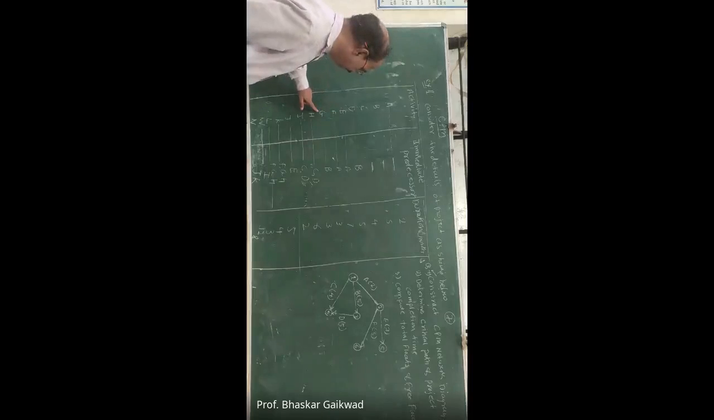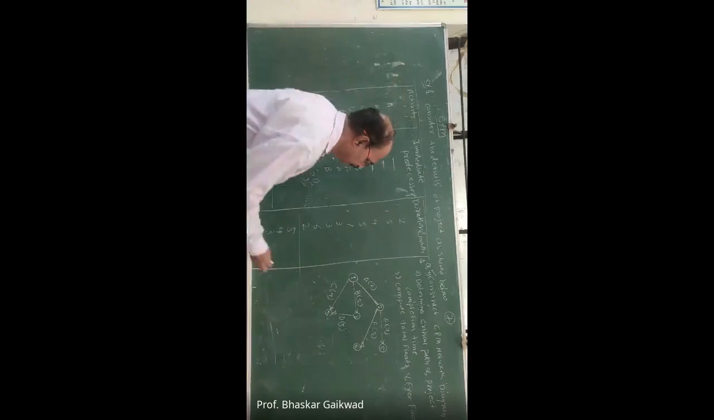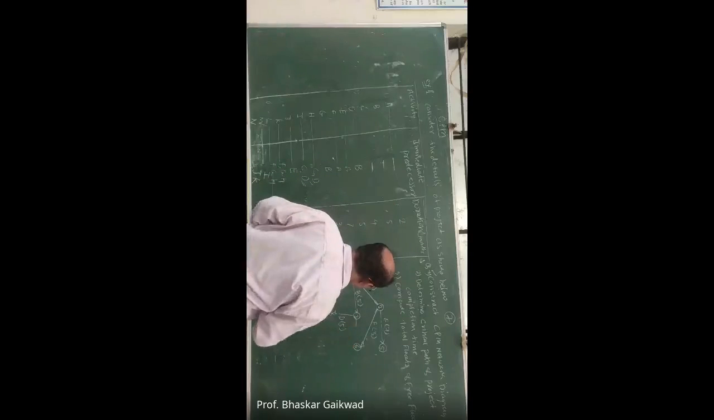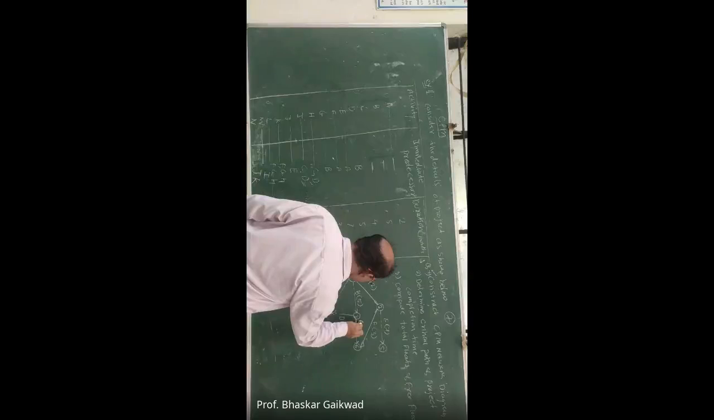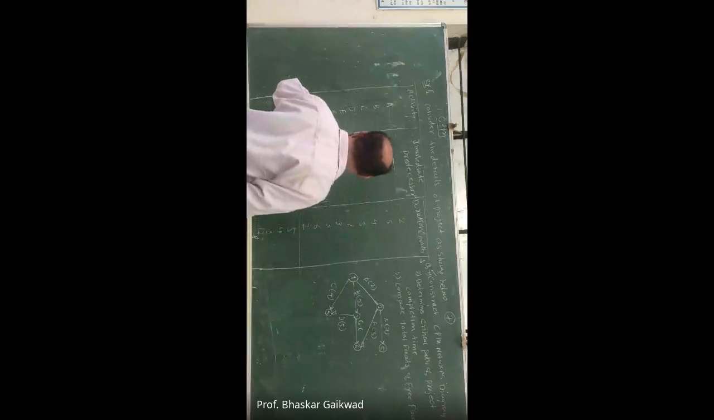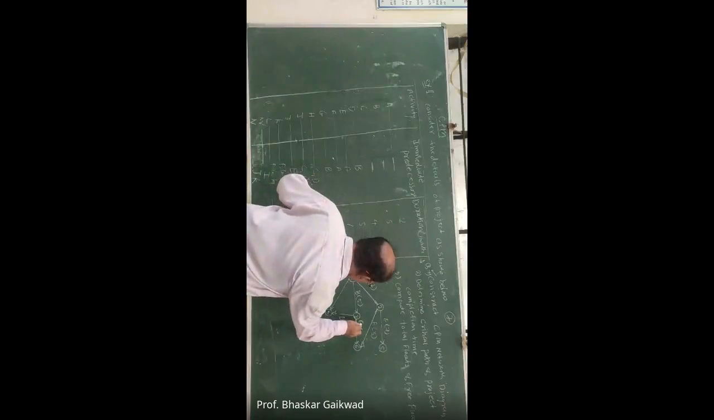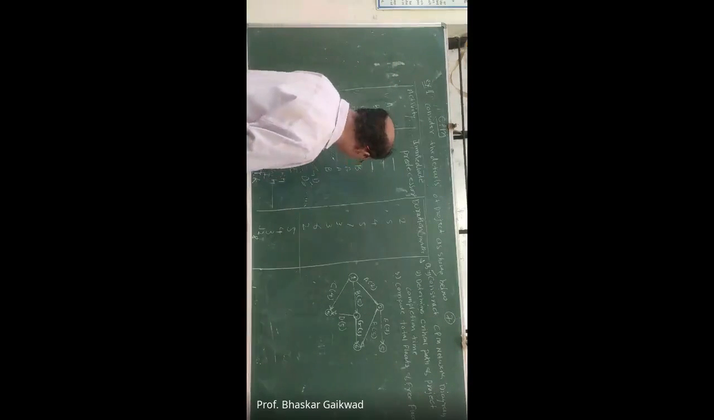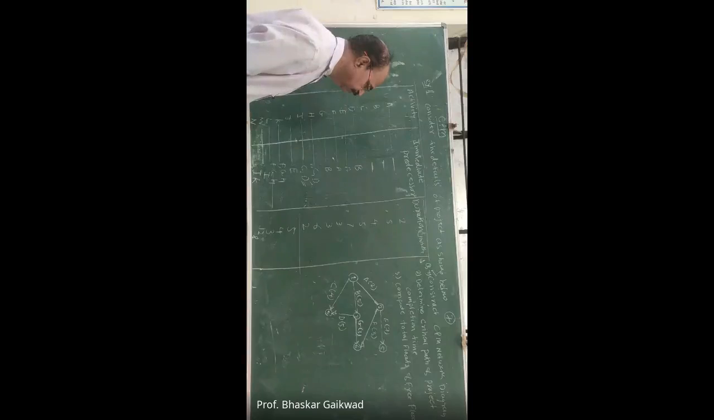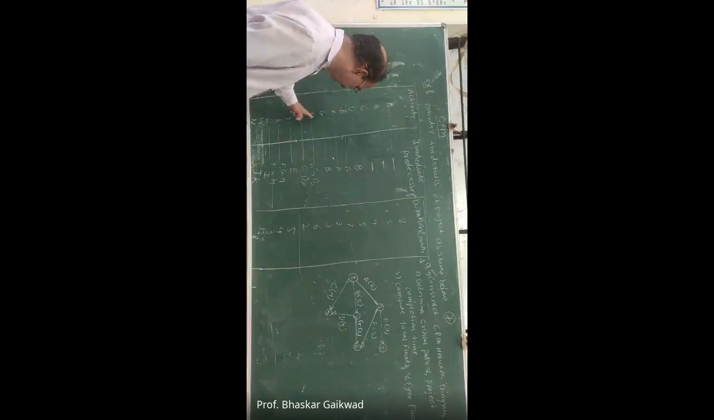Then after F, G is there. G will start from B. So here it is G. What is the timing of G? 3. Correct. After that H. H will start from C and D.